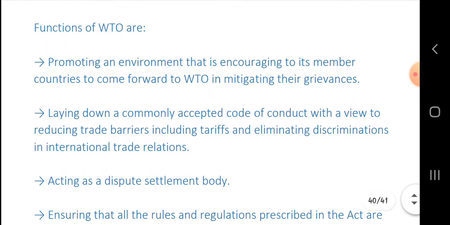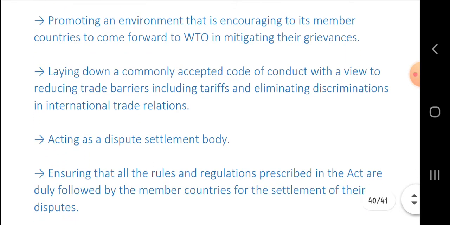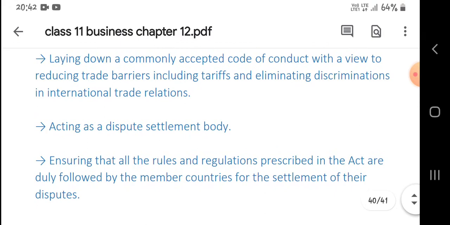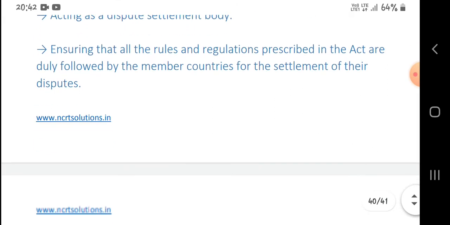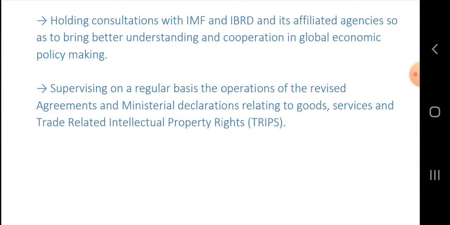The functions of the WTO are promoting an environment that encourages member countries to come forward to the WTO, laying down a commonly accepted code of conduct, acting as a dispute settlement body, ensuring that all the rules and regulations prescribed in the act are duly followed by the member countries, and supervising on a regular basis the operations of the revised agreements and ministerial declarations relating to goods and services and trade related intellectual property rights.